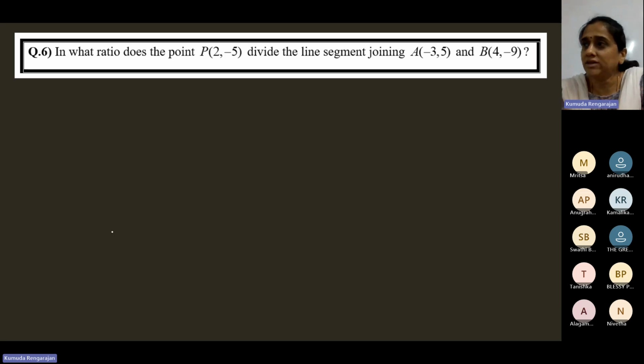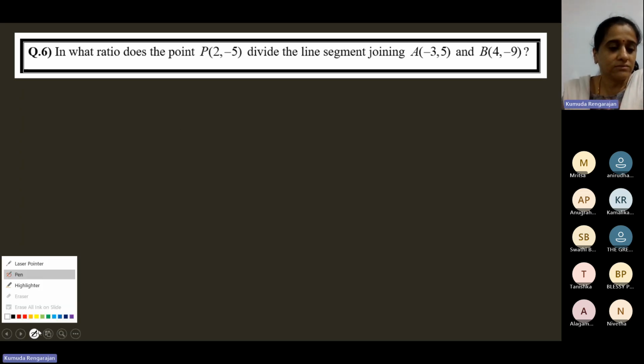Remember, to find the ratio, use either the formula to find the x coordinate of the point of division or the y coordinate of the point of division. Now listen, don't work.